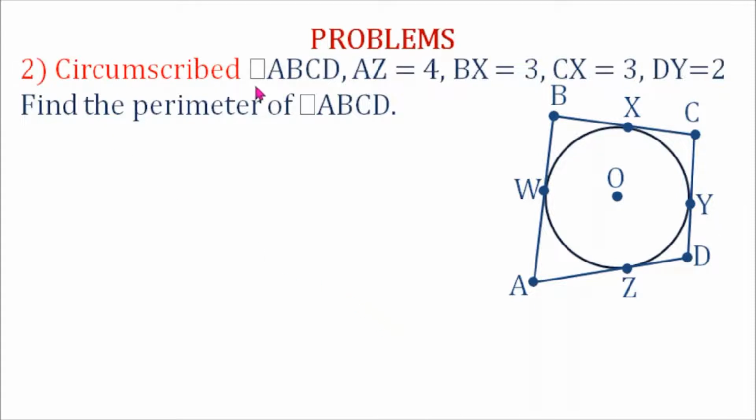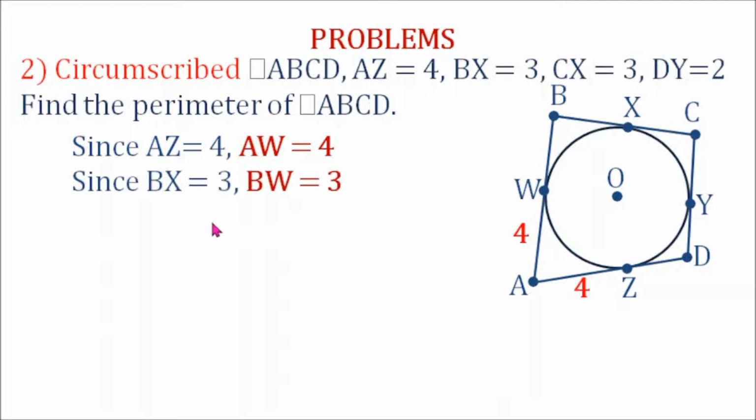Given circumscribed quadrilateral ABCD, AZ equals 4, BX equals 3, CX also equals 3, and DY equals 2. So find the perimeter of quadrilateral ABCD. Now since AZ is 4, that means AW is also 4.